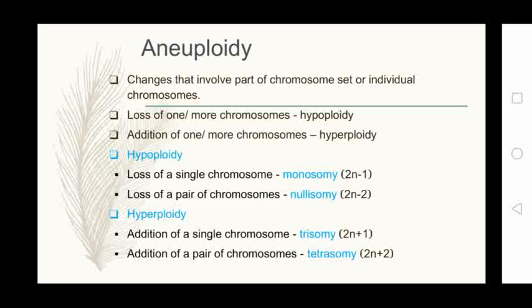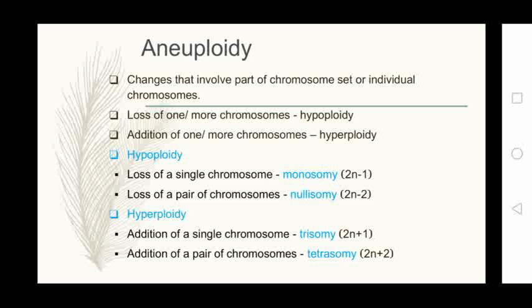Then hyperploidy. Hyperploidy involves an increase in chromosome number by addition of chromosomes. So addition of a single chromosome is known as trisomy. That is, we have 2n number of chromosomes. When we add one extra chromosome, that becomes 2n plus 1. So 2 plus 1 equals 3. That is why we call it trisomy.